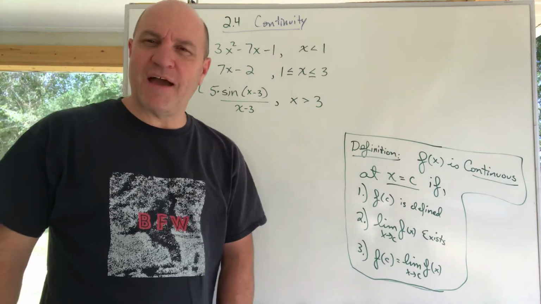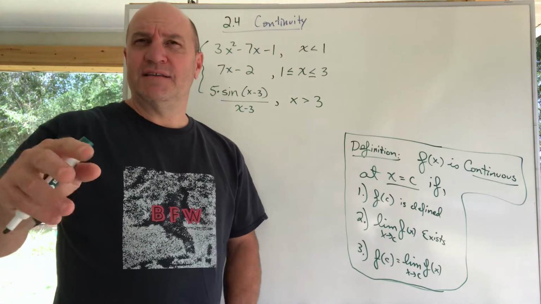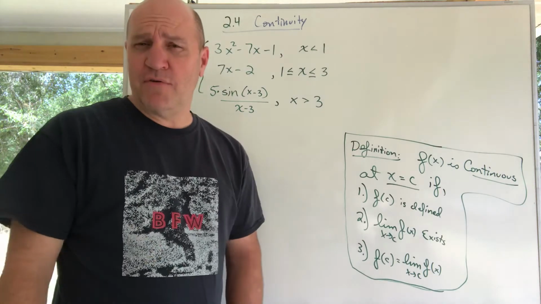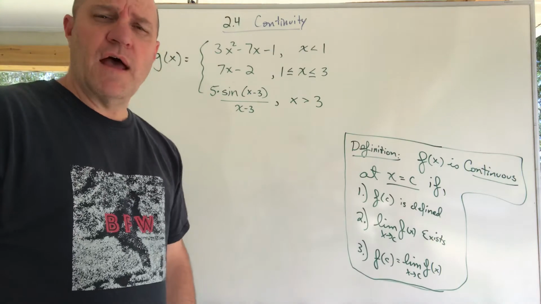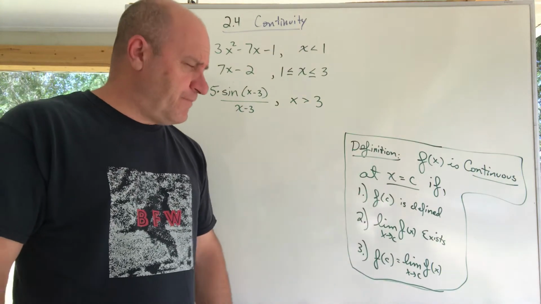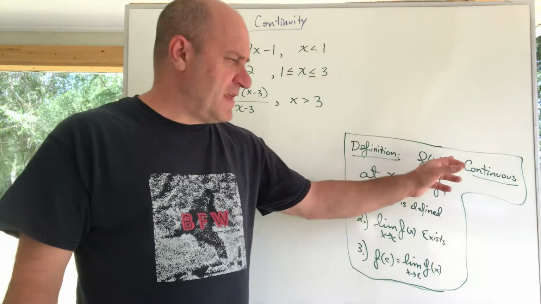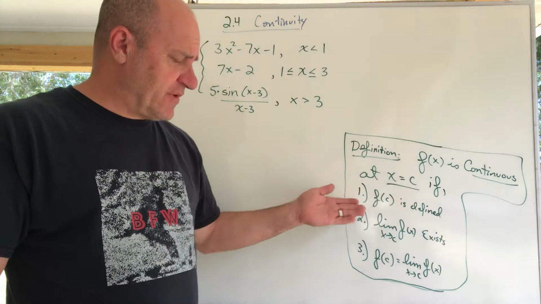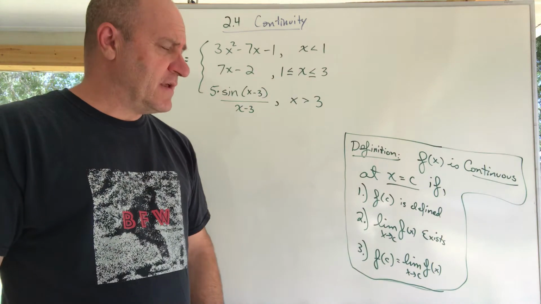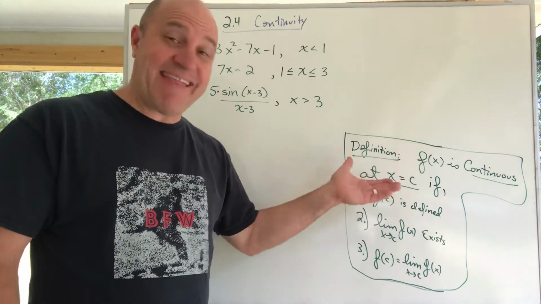All right, Calculus 1 students, I want to do a couple of examples about continuity that I like, using this definition. I left this definition on the board here. We went over this last time. In order to be continuous at a point c, we have to pass this three-step definition of continuity. And then we can say it's continuous at that point.